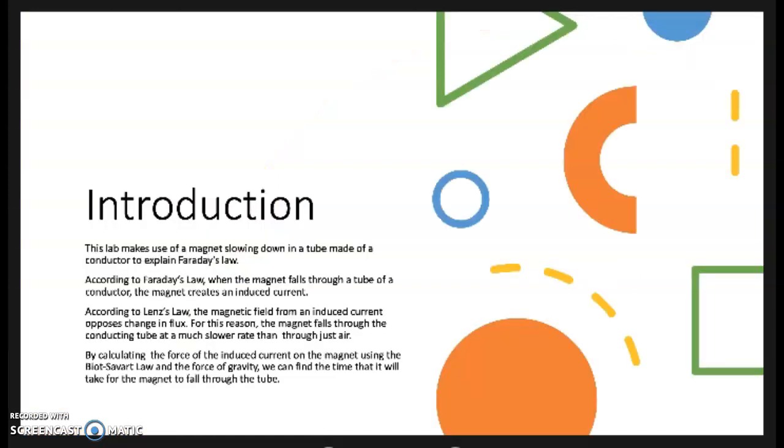Introduction. This lab makes use of a magnet slowing down in a tube made of a conductor to explain Faraday's law. According to Faraday's law, when the magnet falls through a tube of a conductor, the magnet creates an induced current. According to Lenz's law, the magnetic field from an induced current opposes change in flux. For this reason, the magnet falls through the conducting tube at a much slower rate than just air.